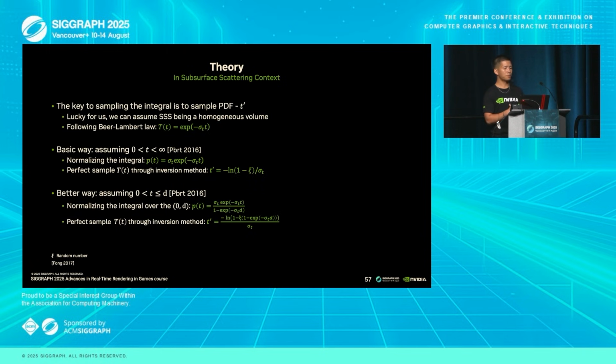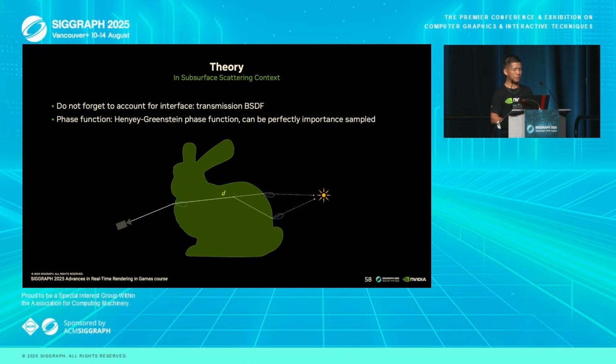We can improve this by sampling the scatter distance while knowing that the ray will exit at distance d. Constraining t between 0 and d reduces both variance and waste by renormalizing the PDF appropriately.